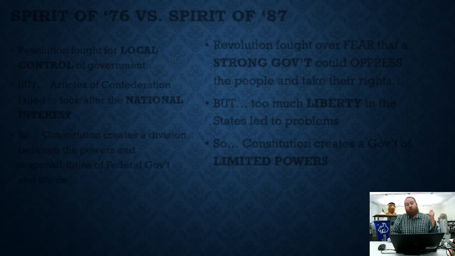And so when we talk about the transition between the ideas that were America and what it became, it was a revolution fought for local control. But the Articles of Confederation didn't look after the national interest. And so we create a constitution that divides the two with some overlap that allows for these governments to solve their issues.